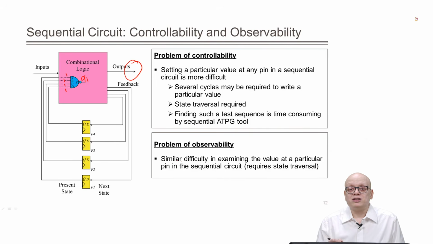So, controllability and observability of a circuit is more difficult for a sequential circuit, and therefore, we need to make some circuit modifications, or some changes in our design, such that the controllability and observability in a sequential circuit improve. What changes need to be made in our design, we will be looking at in the subsequent lectures.